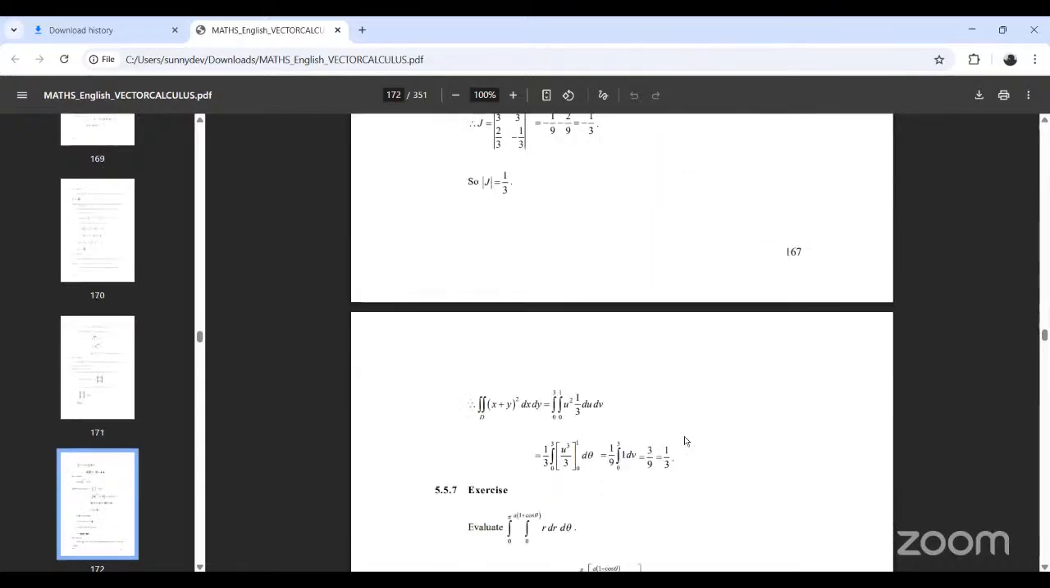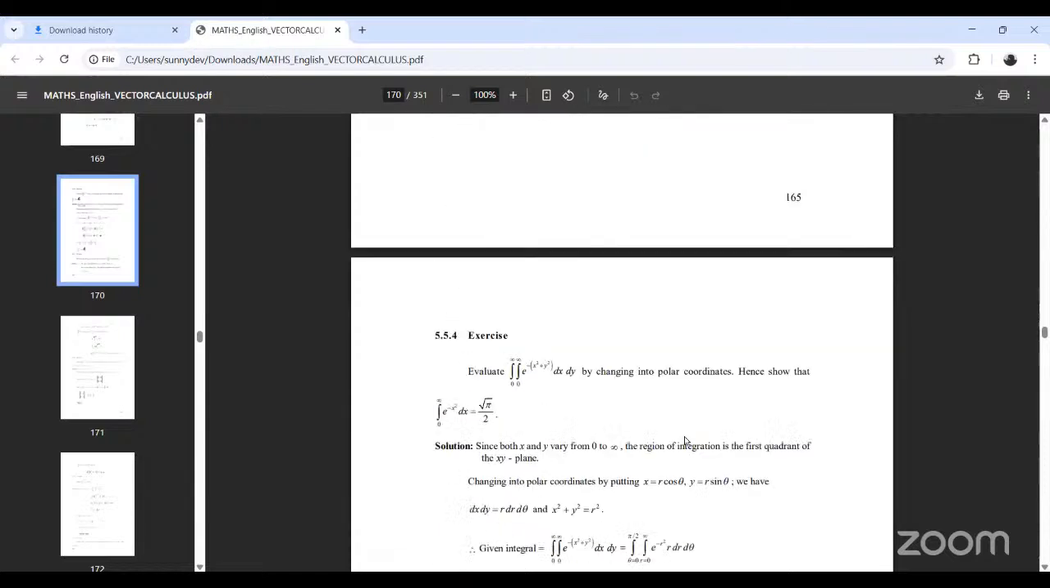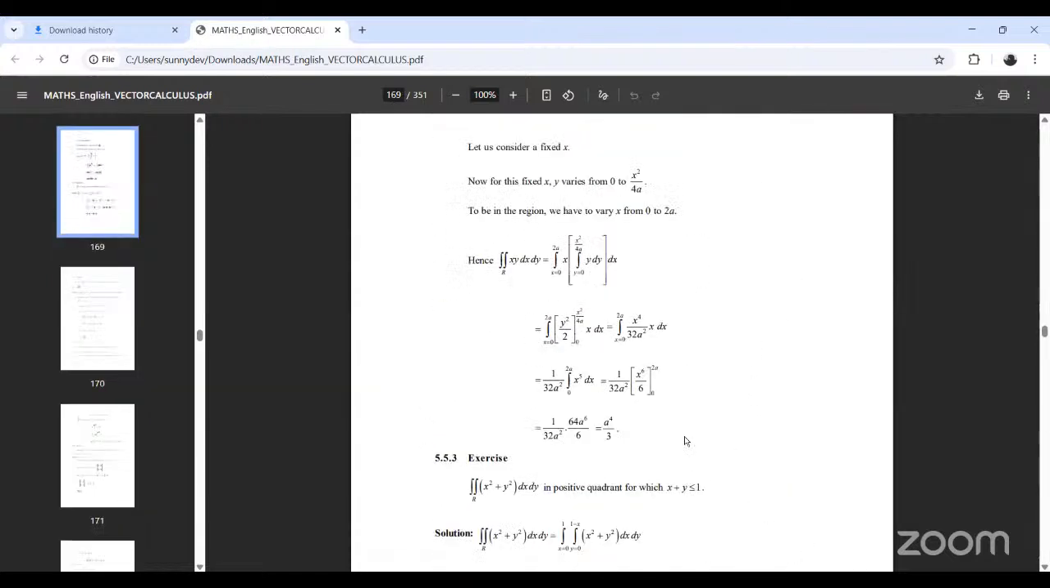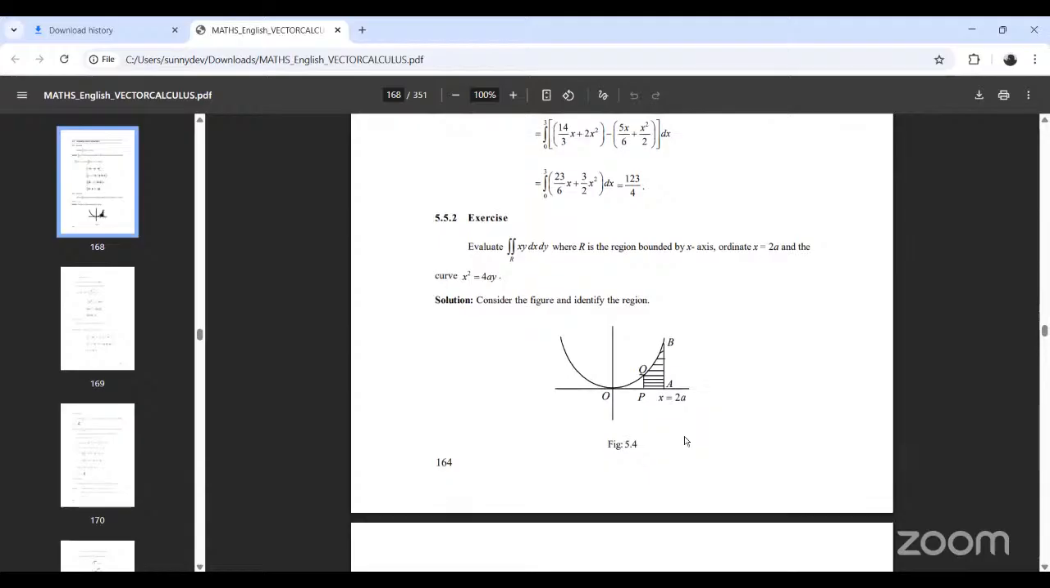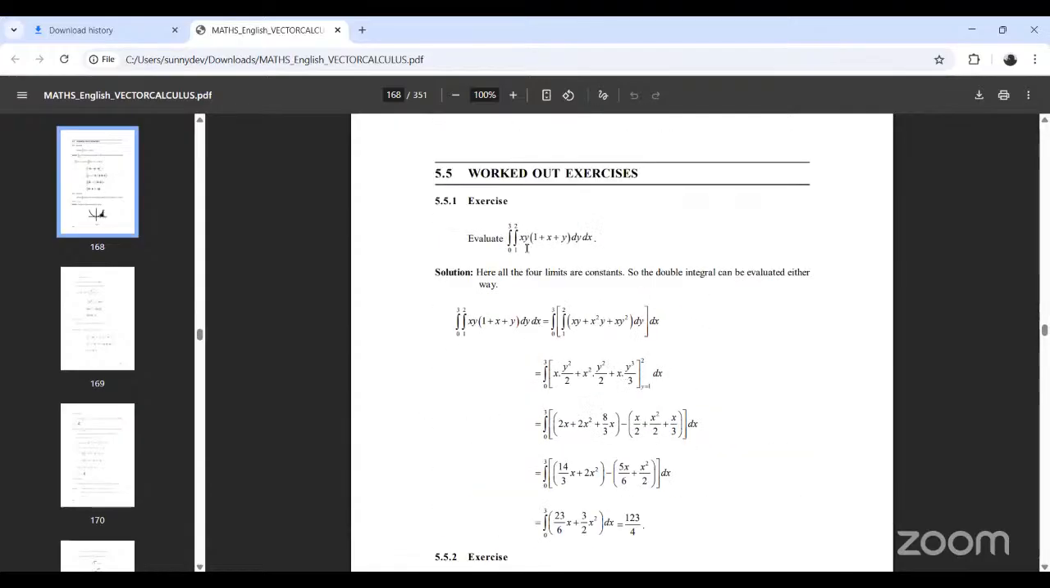So these all are exercise problems. Let's see, this one is also a very simple problem.